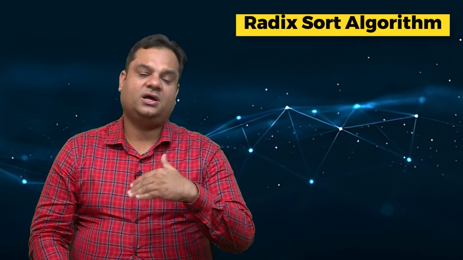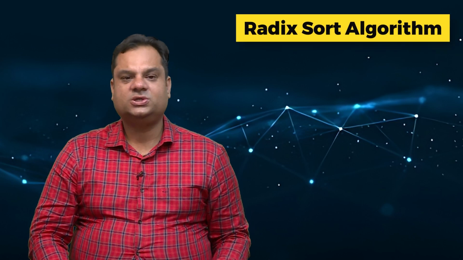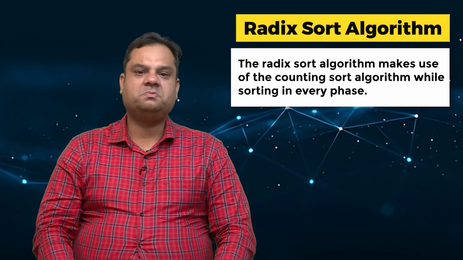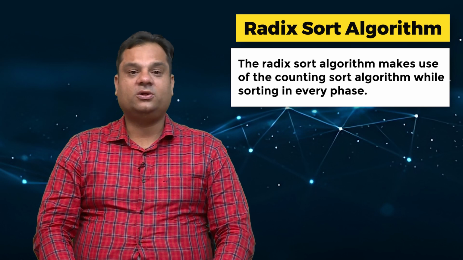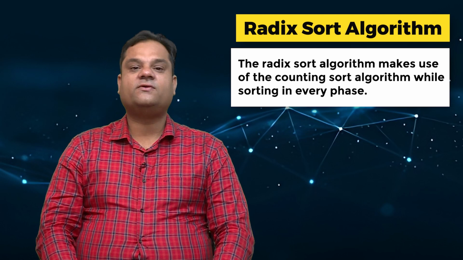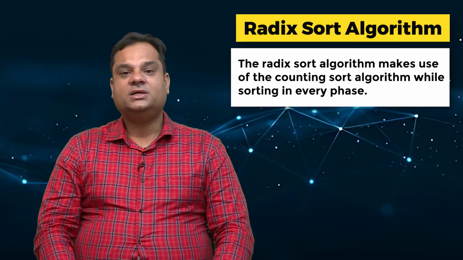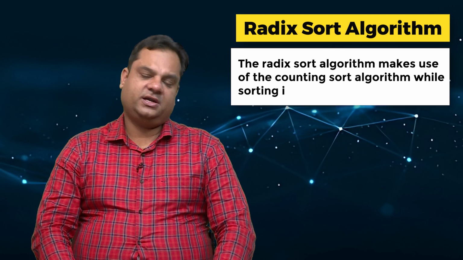Now we go on to how we design an algorithm. This is the concept we discussed right now, based on the example. Now we go for how to create an algorithm, or we can say pseudocode. The Radix sort algorithm makes use of the counting sort algorithm while sorting in every phase. The detailed steps are as follows.